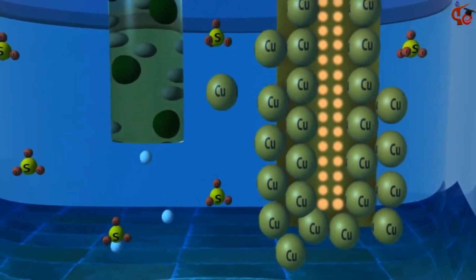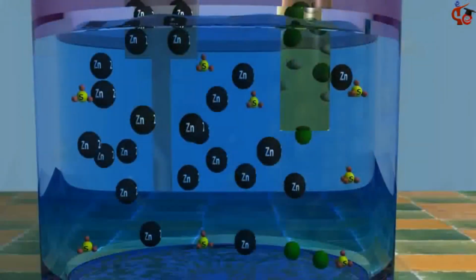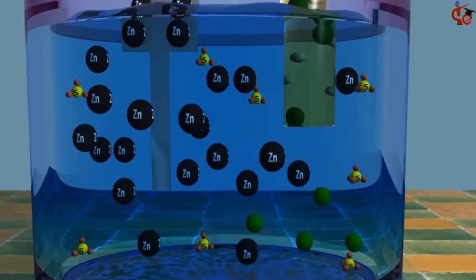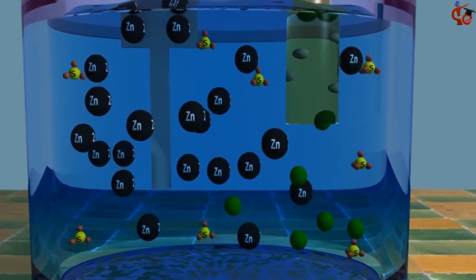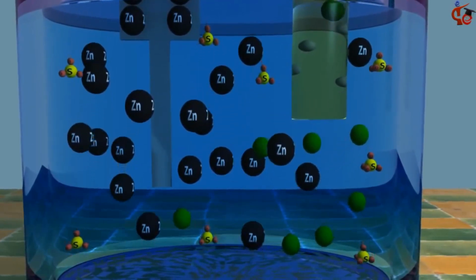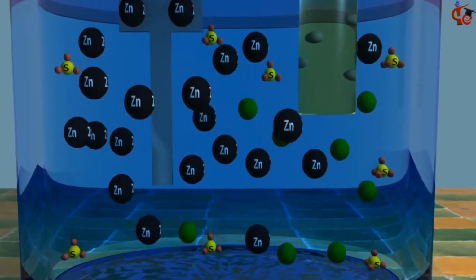Positive sodium ions migrate into the copper sulfate solution from the salt bridge, while negative chloride ions migrate from the salt bridge to the zinc solution and maintain neutrality of the solutions. The reaction stops when the zinc bar or copper ions are depleted. The overall cell reaction can be written like this.